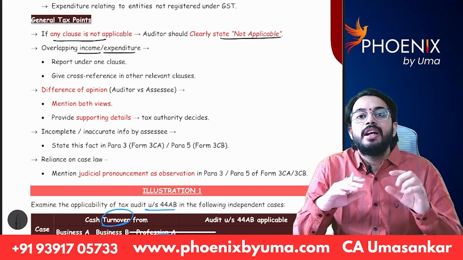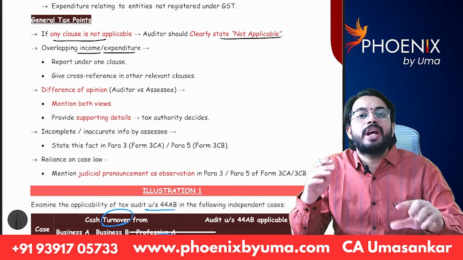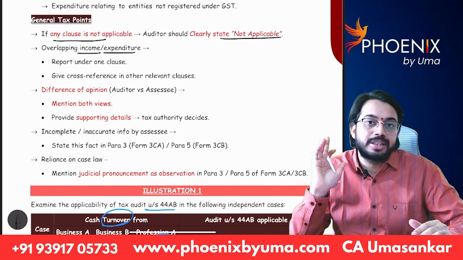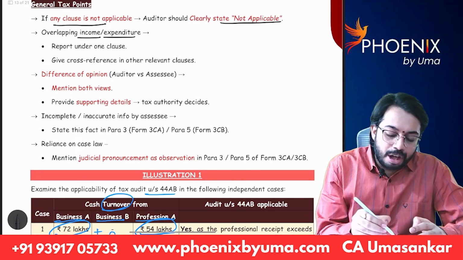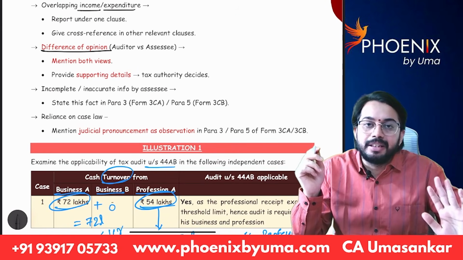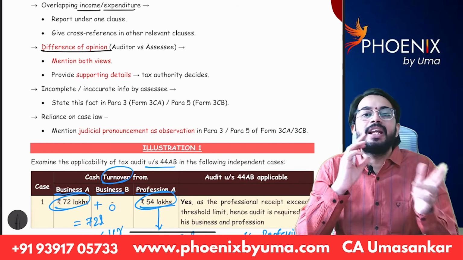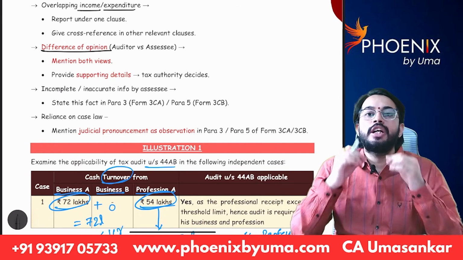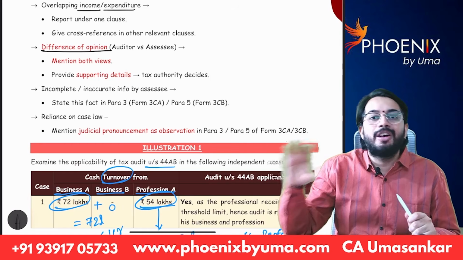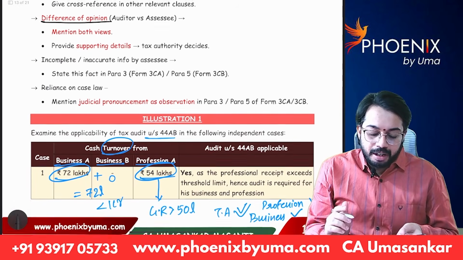Next, overlapping income or expenditure. That means if any information is required to be given in two clauses, you can give the information in one clause, and the same reference you can give in another clause. Differences of opinion: I am saying the depreciation rate is 10%, the SSC is saying the depreciation rate is 15%. So if there are differences of opinion, the tax auditor should give in the observations the opinion of the tax auditor and the opinion of the SSC, and the income tax department will take the decision.